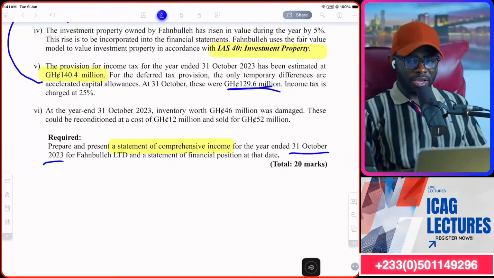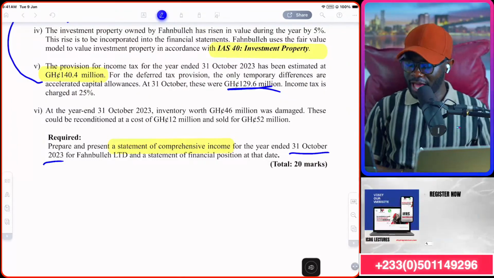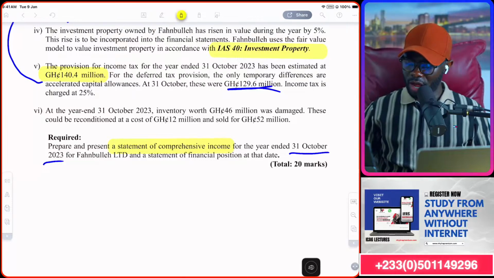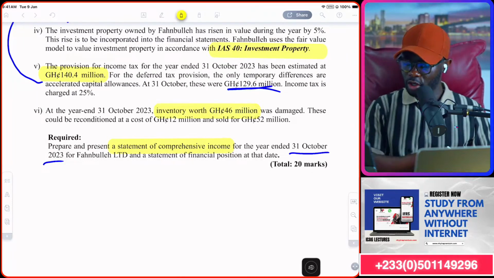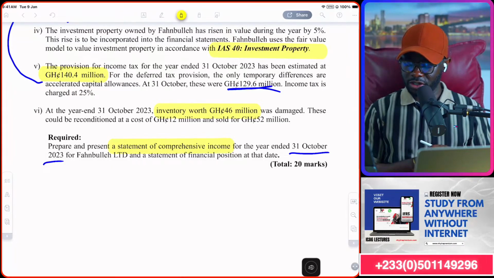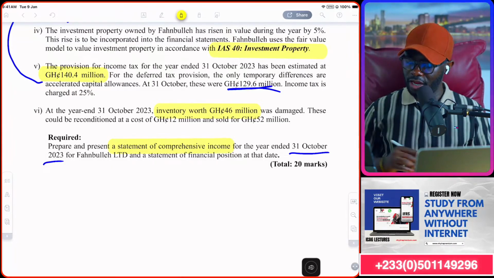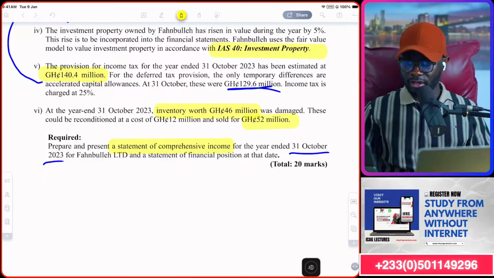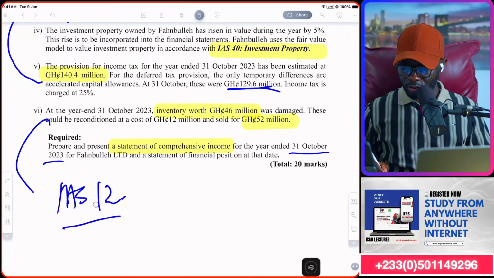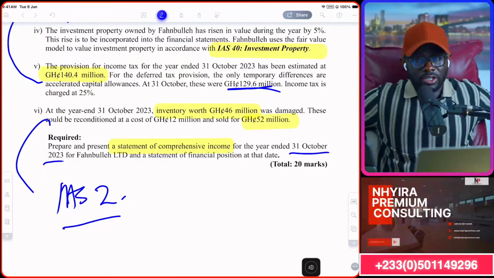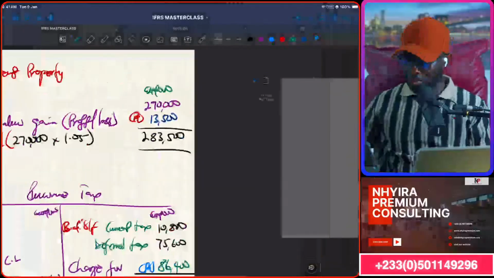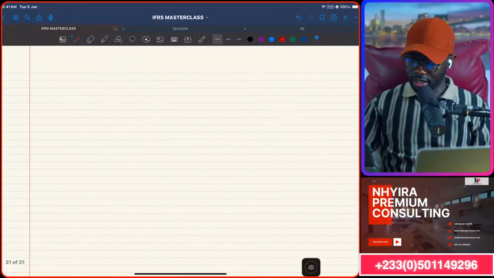Then we come to the final note. At the year end, 31st October 2023, inventory worth 46 million was damaged. These could be reconditioned at a cost of 12 million and sold for 52 million. Okay. So inventory damage, that's IAS 2. So inventory should be carried at lower of cost and net realizable value. So let's see note 7, my last note.